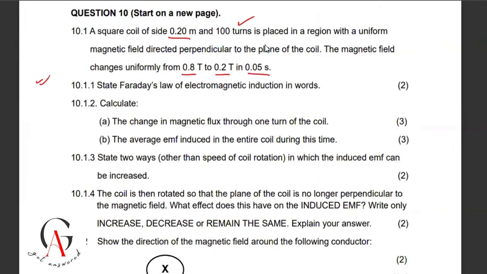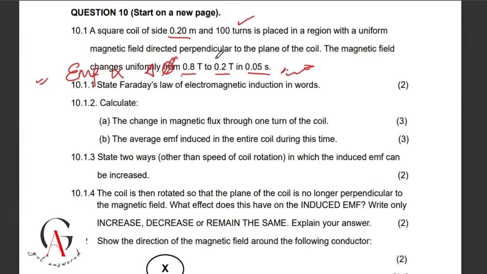State Faraday's law of electromagnetic induction in words. So we are saying that the magnitude of the induced EMF across the ends of a conductor is directly proportional to the rate of change of magnetic flux linkage with the conductor. Okay, so the magnitude of the induced EMF across a conductor is directly proportional to the rate of change of magnetic flux linkage within the conductor.